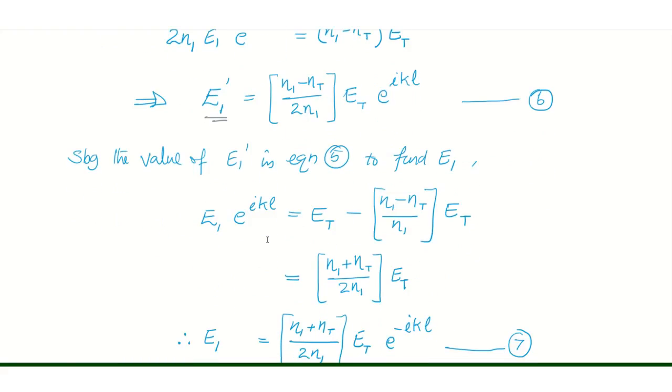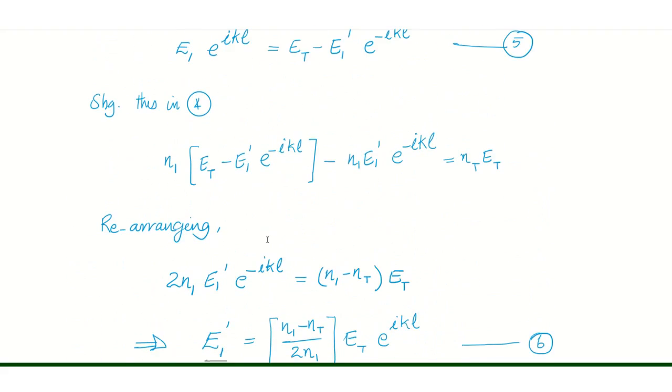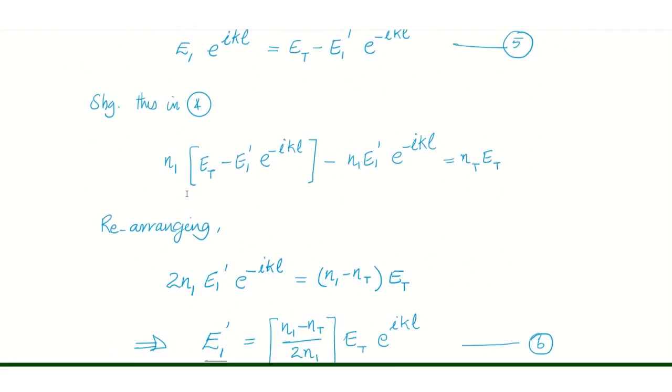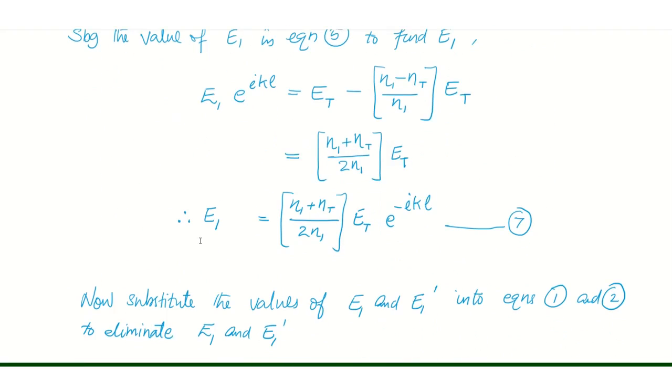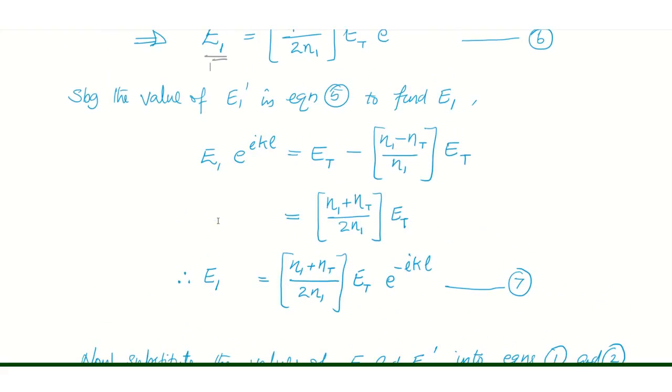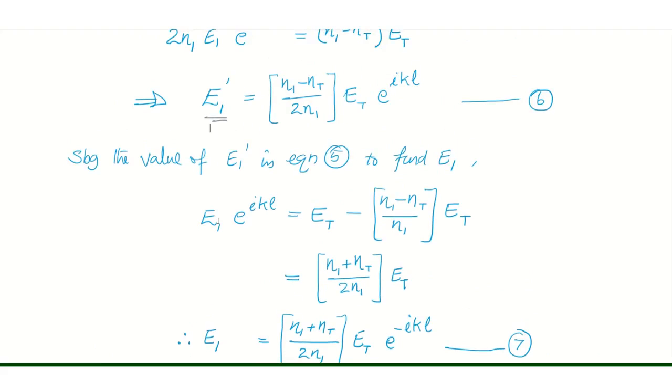Now, substitute the value of E1 prime in equation 5, that is this equation here. You will get an expression for E1. Then we have expressions for E1 and E1 prime.